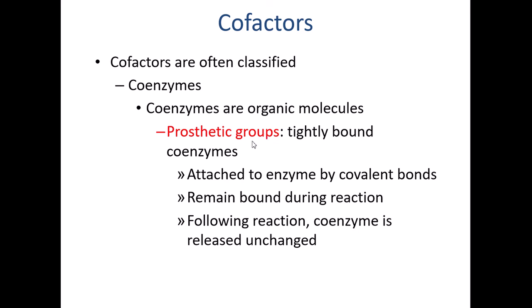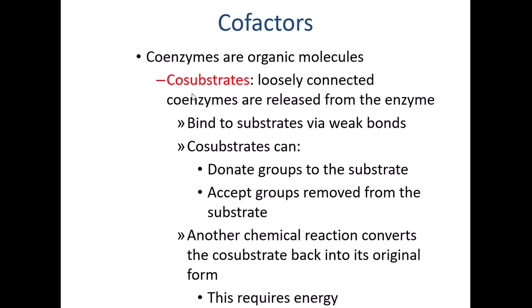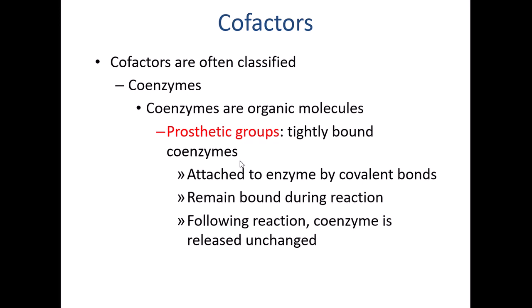Now, we're going to break this down into two types of coenzymes. If you just want to highlight, the first ones are prosthetic groups. That's going to be number one on your lecture outline. And then if you go down a little bit, co-substrates. So these are two different types of coenzymes.